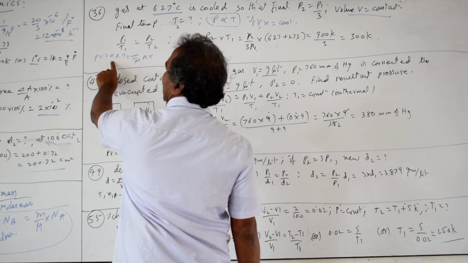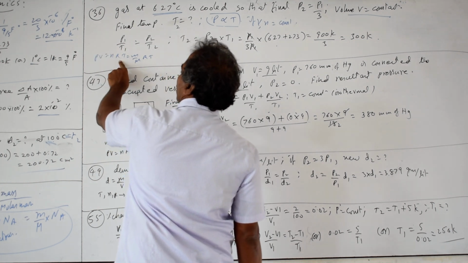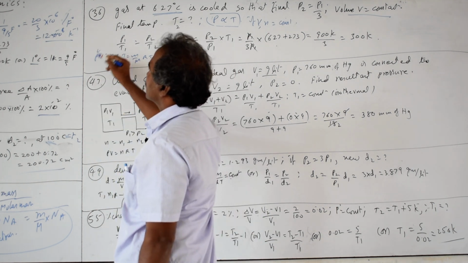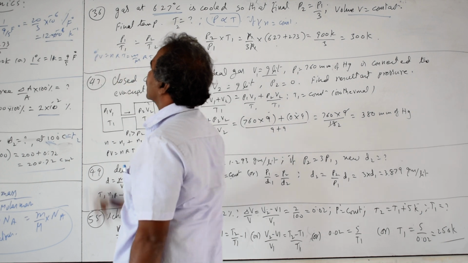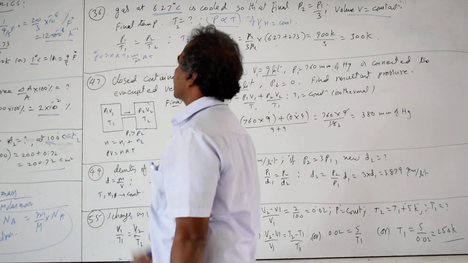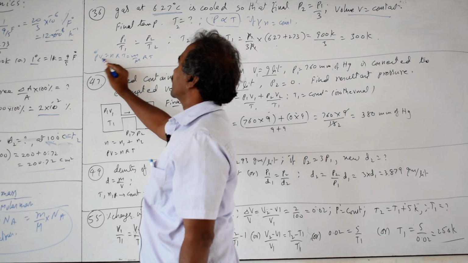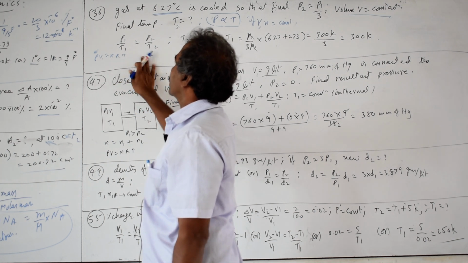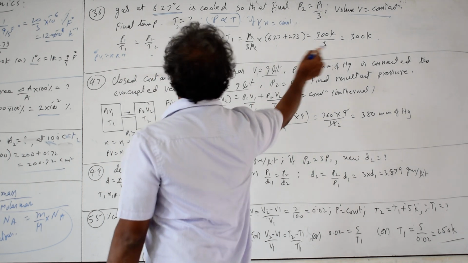n is the number of moles of a given gas in a closed container, so n is constant, and R is also constant. If temperature is constant, it is called an isothermal process. If pressure is constant, it is an isobaric process. If volume is constant, it is an isochoric process. Adiabatic means temperature is not constant. So in this problem, what is told is that volume is constant.